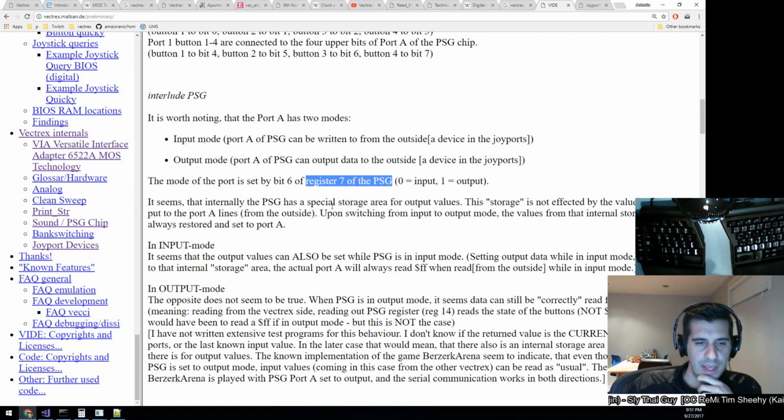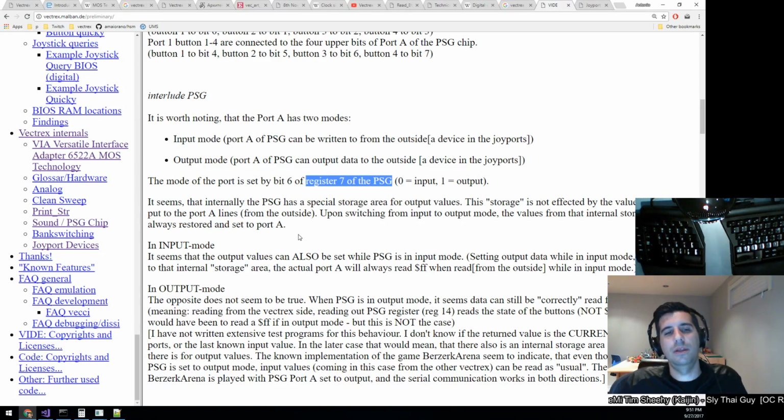Okay. It seems that internally the PSG has a special storage area for output values. This storage is not affected by the values which are put to the port A lines from the outside. Upon switching from input to output mode, the values from that internal storage are always restored and set to port A.